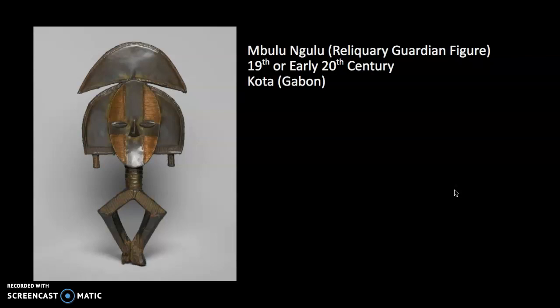And again, we see a non-naturalistic approach to the human form. These are not meant to represent a human being, but rather the spirit of a guardian force. So we see this kind of simplified face. Usually the Mbulu Ngulus are carved in wood and then covered in sheet metal, and the bodies are typically diminished and very abstracted.